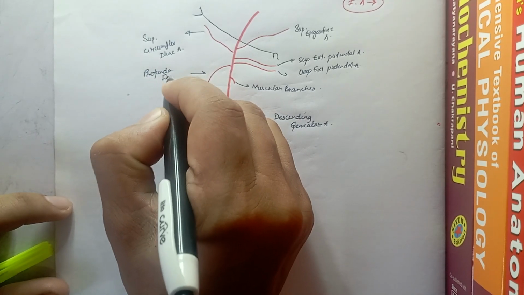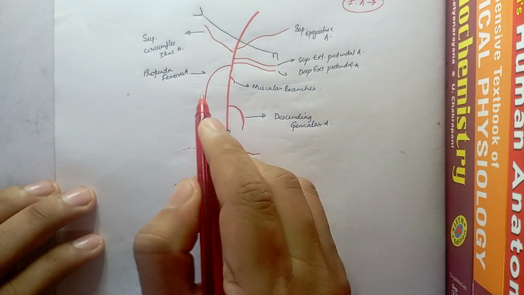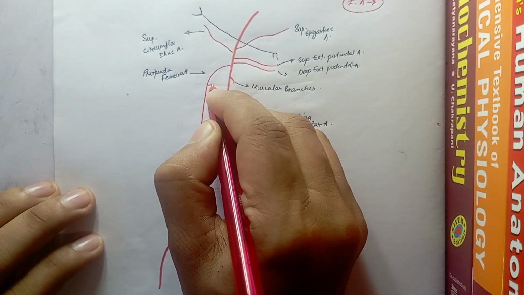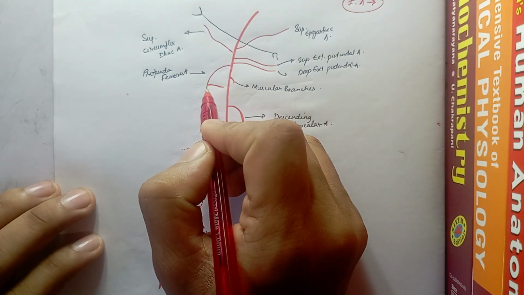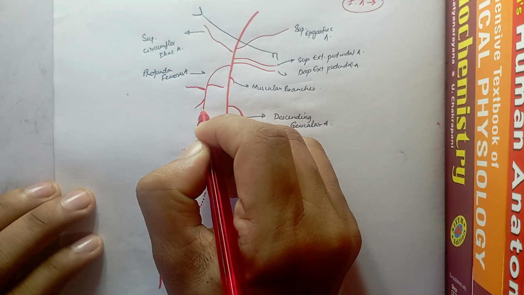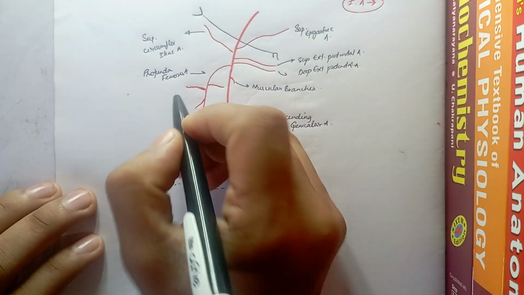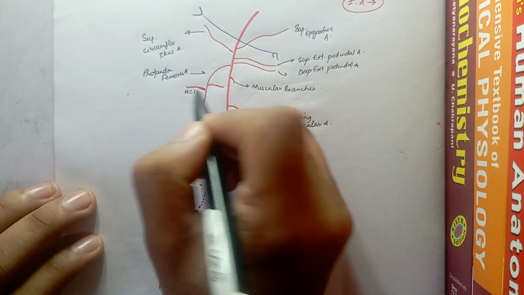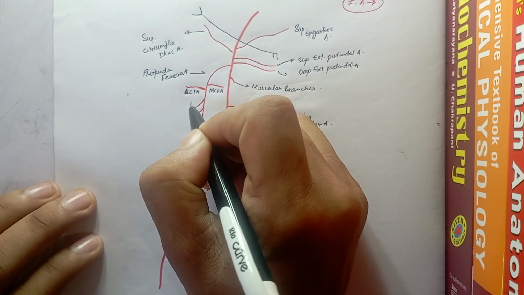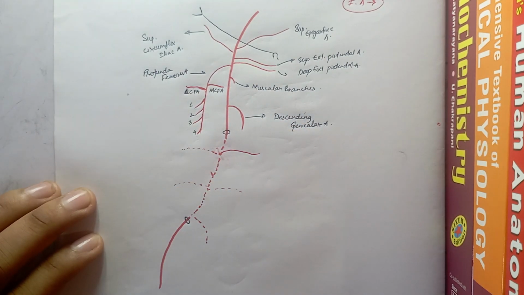The main deep branch will be the profunda femoris artery. Again I'll tell you about the branches of the profunda femoris artery. The profunda femoris artery will give the medial circumflex femoral artery, the lateral circumflex femoral artery, then three perforating branches, and it will terminate as the fourth perforating branch. This will be the medial circumflex femoral artery, the first perforating branch, the second, the third, and then the fourth perforating branch.